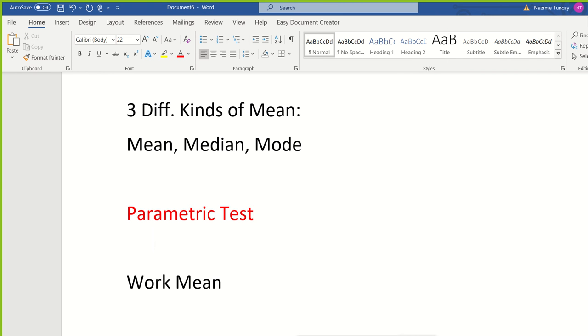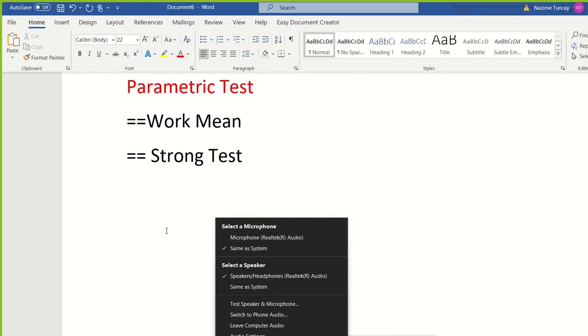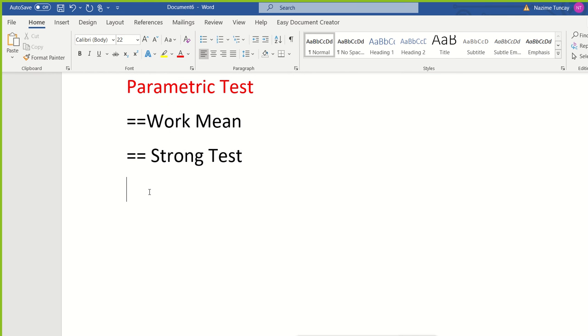Parametric tests work with the mean. They are stronger tests. Some examples of these parametric tests are t-tests. We have three types of t-tests.